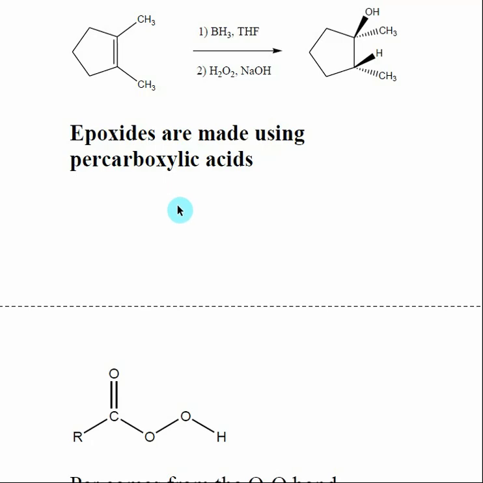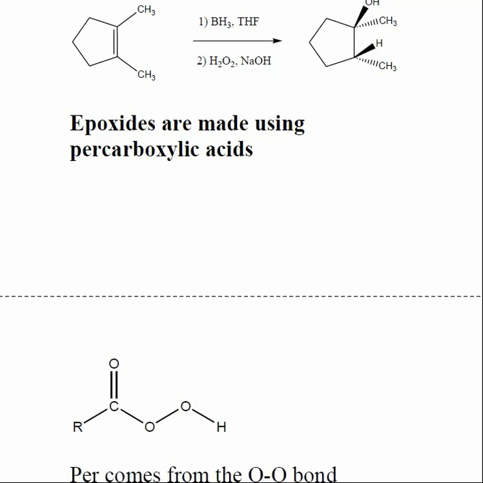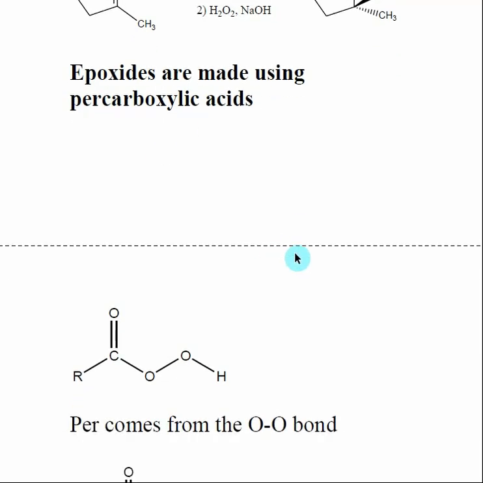The other thing that we learn is new kinds of reagents, and certain reagents can do certain things in the molecule. So learning reagents, what do they look like? What do they do? What are their names? That's part of organic chemistry. So epoxides are made by reacting a double bond with what's called a percarboxylic acid. So this is a specific functional group, a percarboxylic acid.